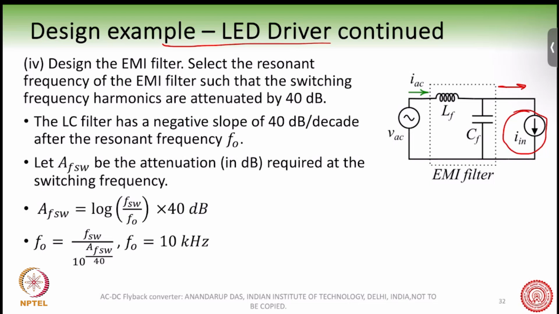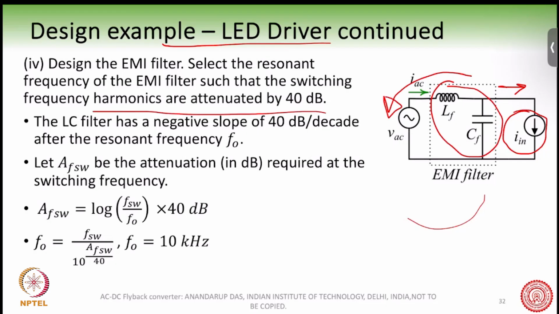And so we have to choose this L and C in such a way that this does not cause the harmonic frequency currents to pass into the grid. Basically the EMI filter here is such that the switching frequency is attenuated by about 40 dB. Remember, this is a second order filter, so it has a negative slope of 40 dB per decade if you plot the gain magnitude of this filter.